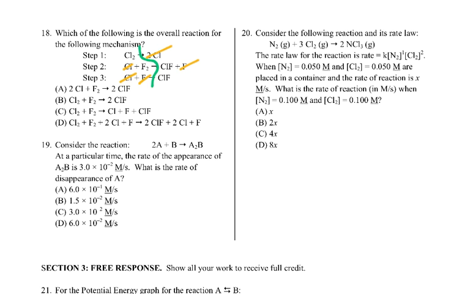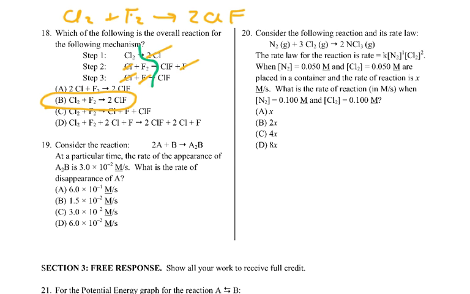So what have I got left? I've got a Cl2 plus F2 turns into 2 ClF. So I'm looking for Cl2 plus F2 turns into 2 ClF. It looks like answer B.